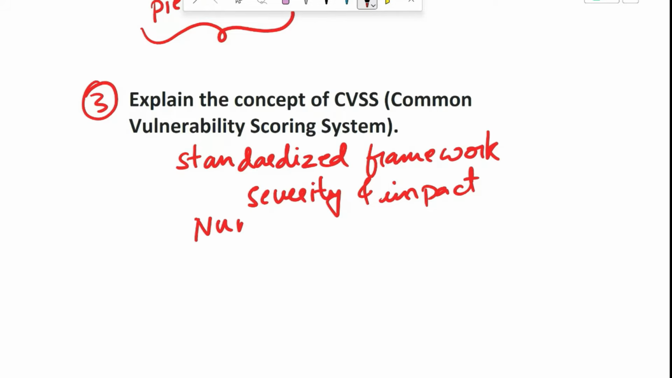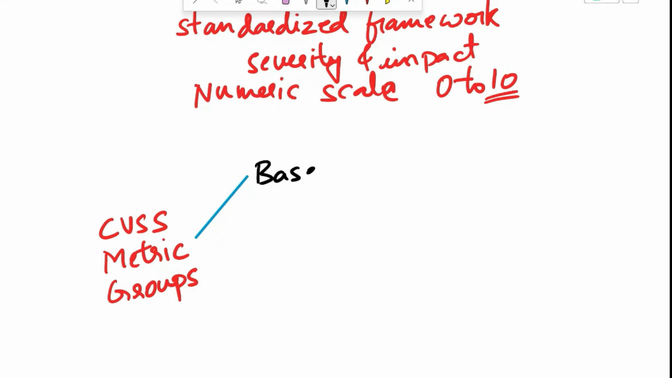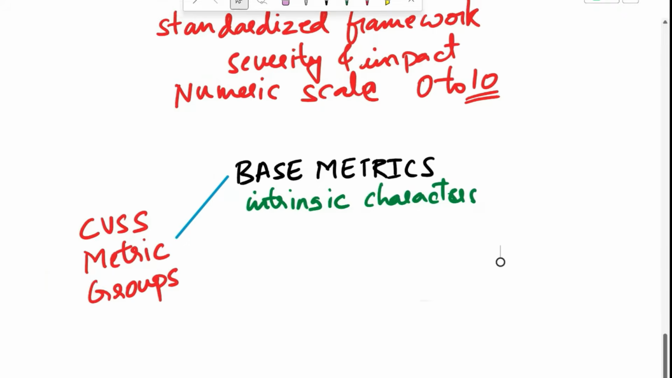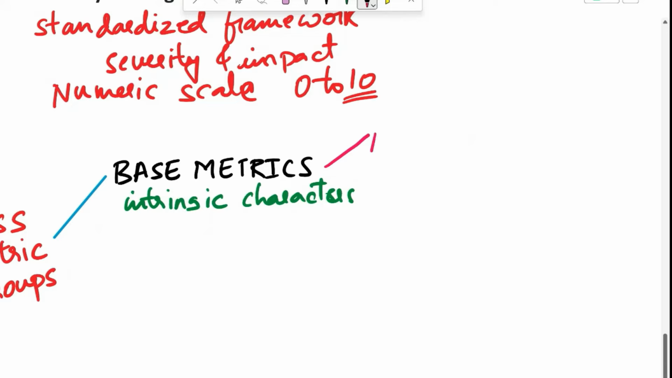CVSS operates on a numeric scale, typically ranging from 0 to 10, where higher scores indicate higher severity. That is, 10 indicates the highest severity. CVSS score is composed of three metric groups. The first one is base metrics. These metrics represent the intrinsic characteristics of a vulnerability and assess the potential impact of an exploit without considering any additional factors or mitigations. Base metrics include attack vector.